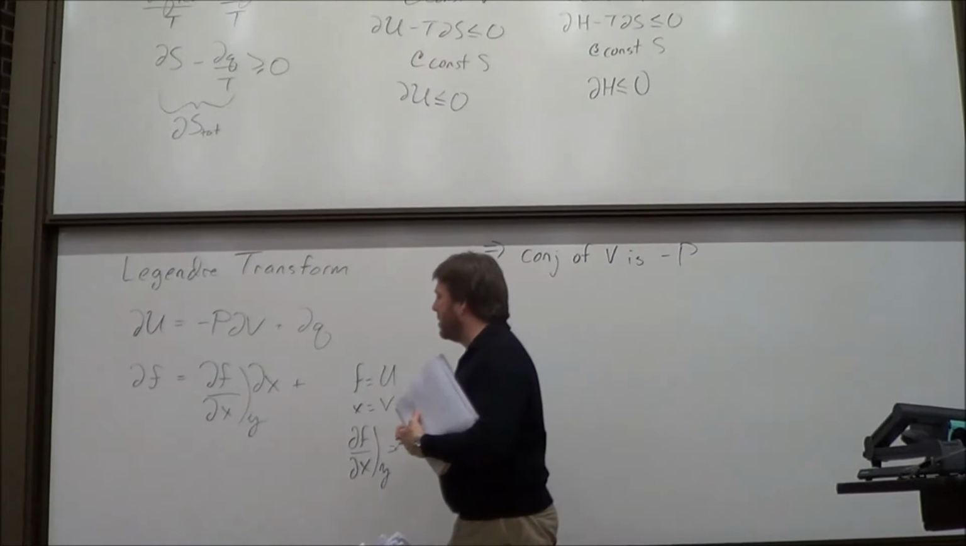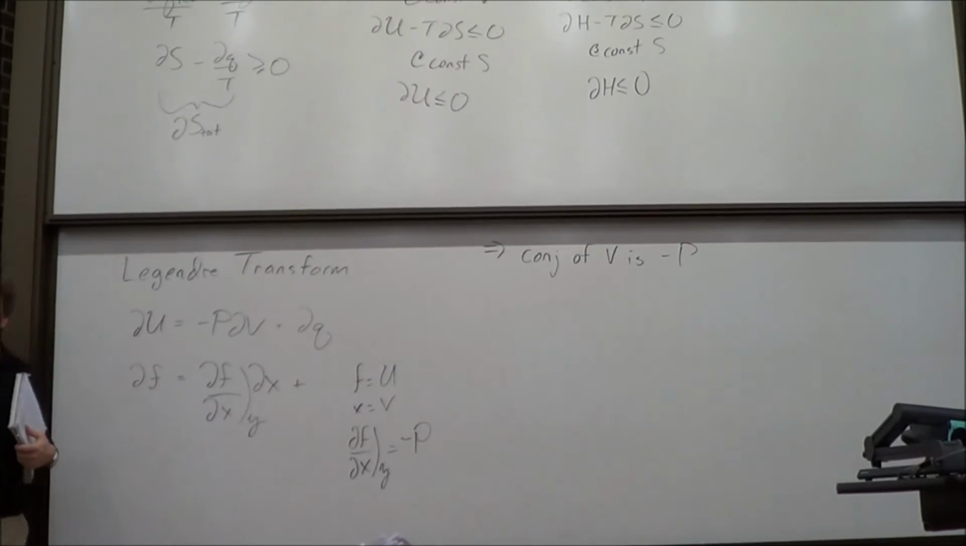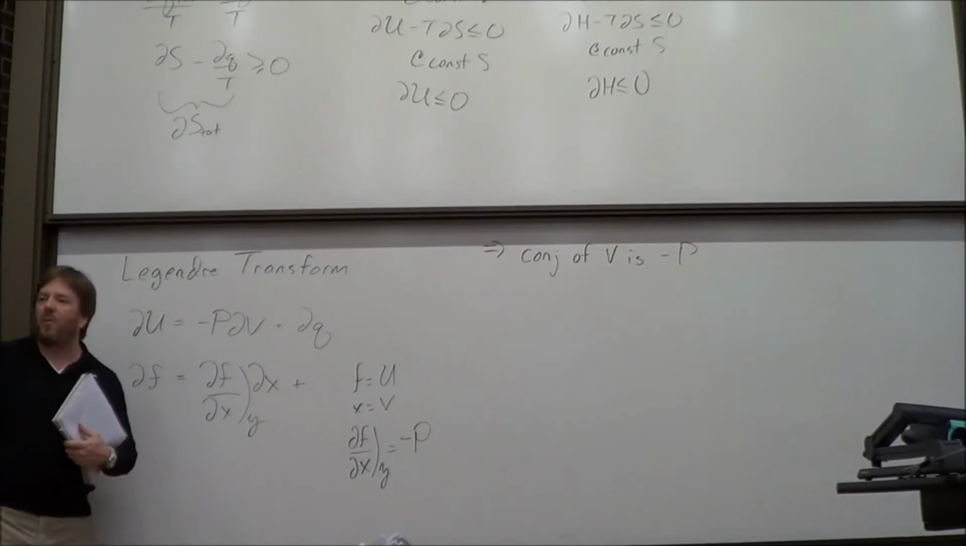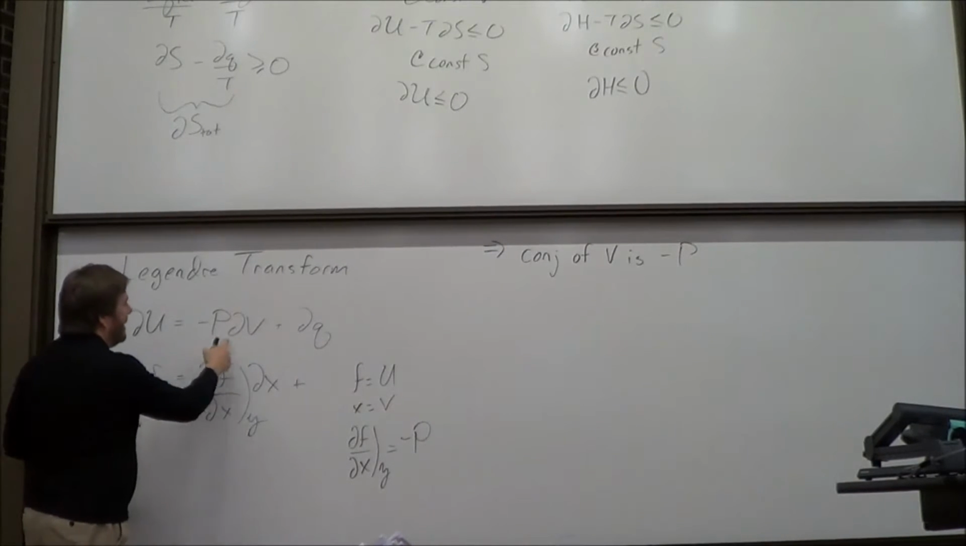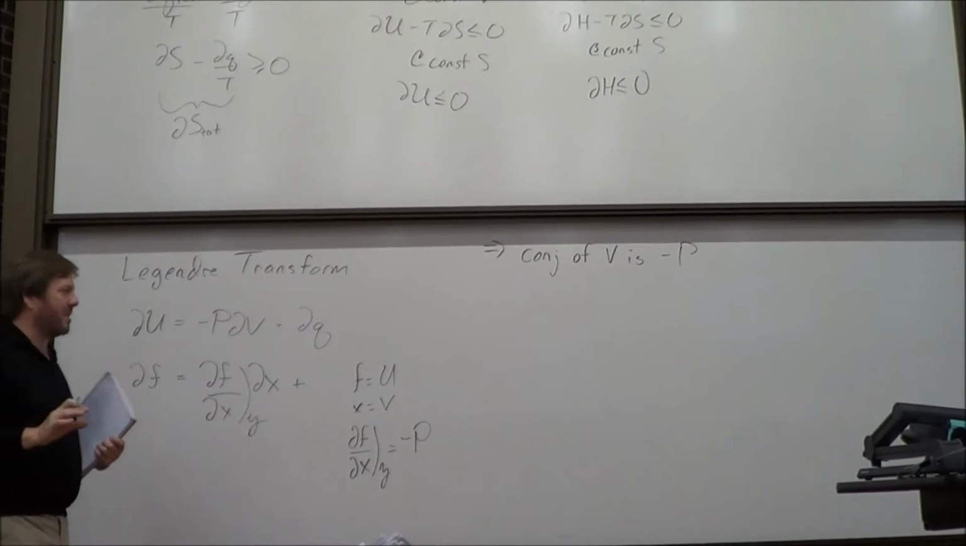Now, by definition, remember that this function has x as a natural variable, and so U is a natural function of the variable V, not P, but V. And the conjugate of V is the thing that it's multiplied by. In that case, it's minus P. Those are just definitions, all right?